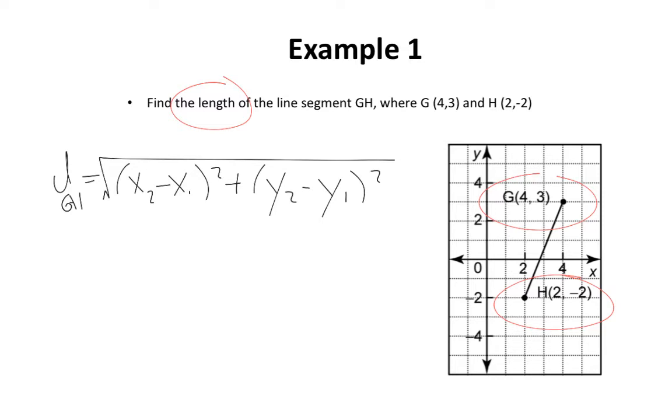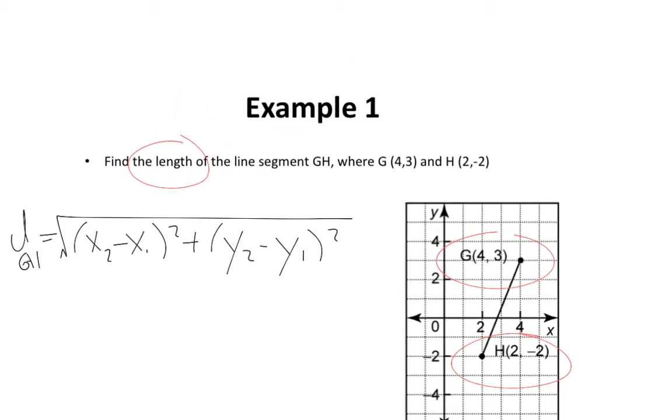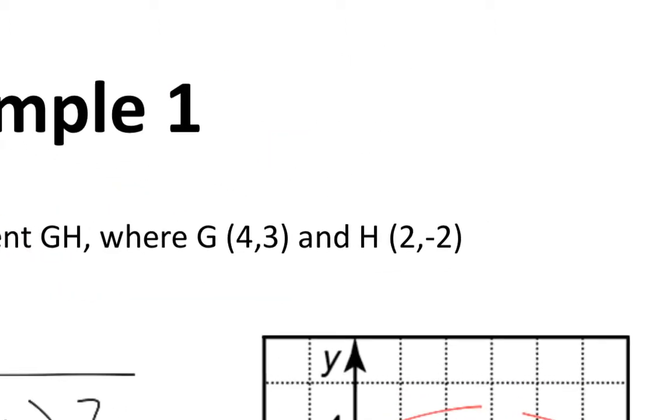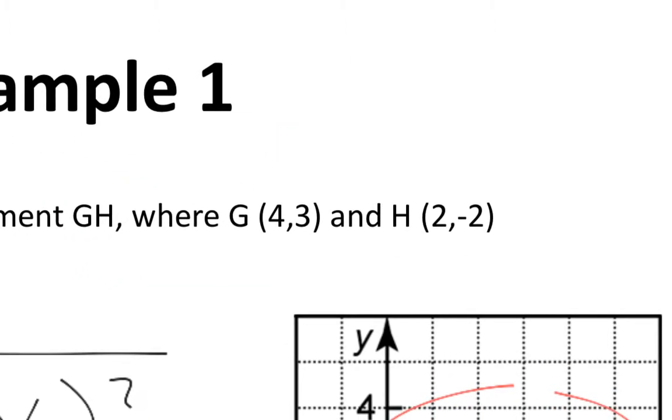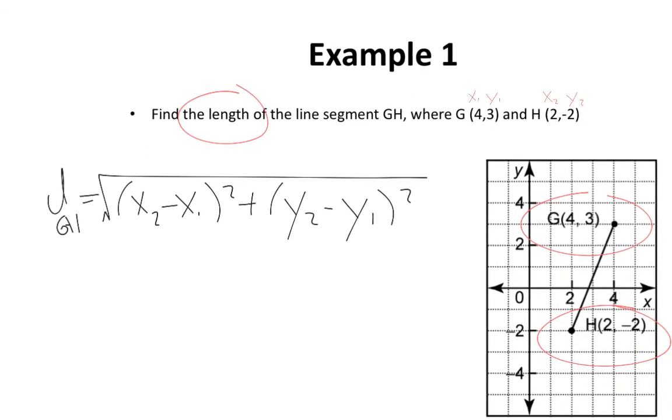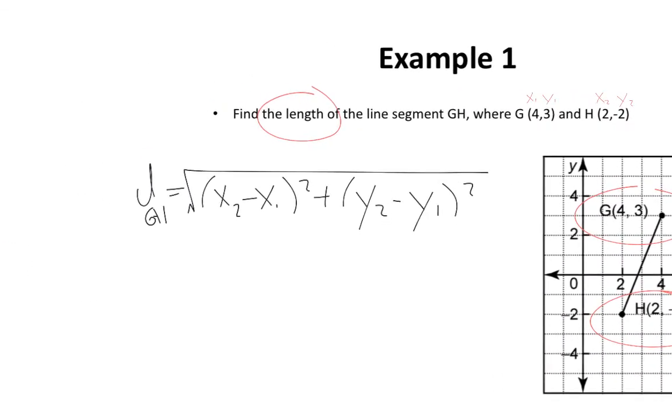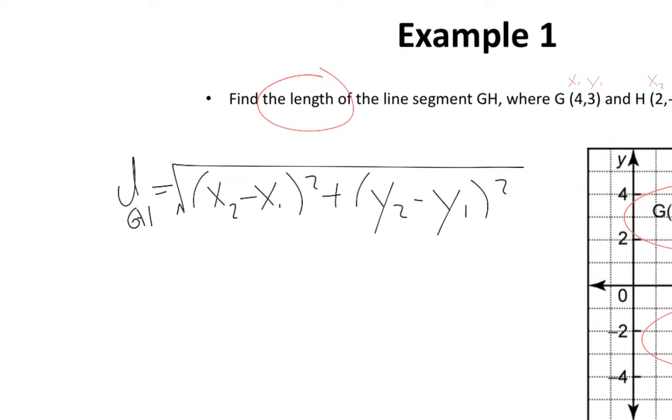We now have a bunch of variables that we need to replace with numbers. Again, let's take a closer look at the coordinates we've been given. G and H, which is (4, 3) and (2, -2). That is going to be x1 and y1, and this is going to be x2 and y2. After I've labeled those two coordinates, I'm going to substitute those values into my equation.